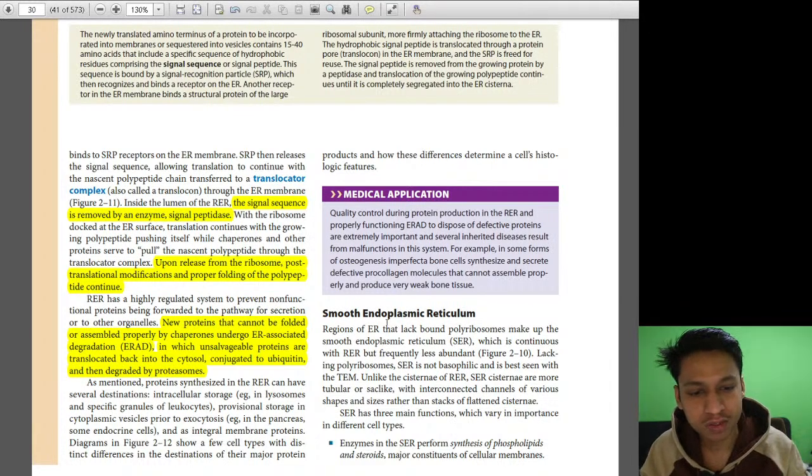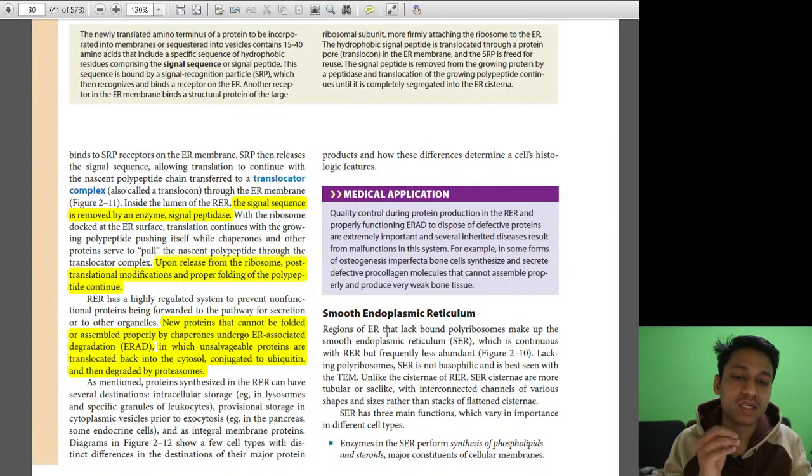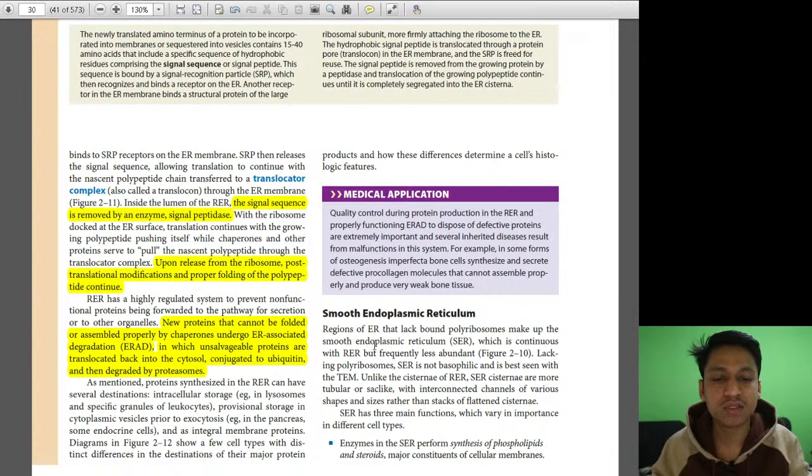Regions of rough endoplasmic reticulum that lack bound polyribosomes make up the smooth endoplasmic reticulum. Sorry, we are reading now the smooth endoplasmic reticulum, which is continuous with the rough endoplasmic reticulum but frequently less abundant. Lacking polyribosomes, this is the most important. Lacking bound polyribosomes, that's what we need to remember about this. SER is not basophilic and is best seen with the TEM.